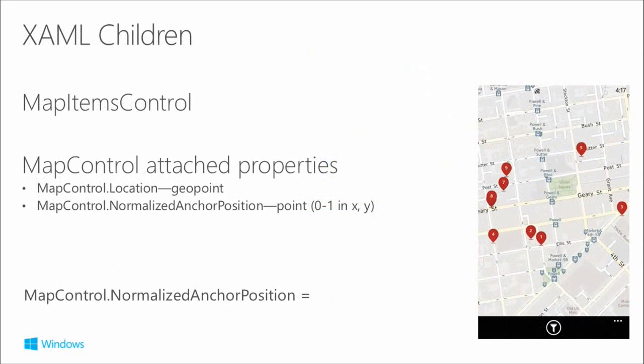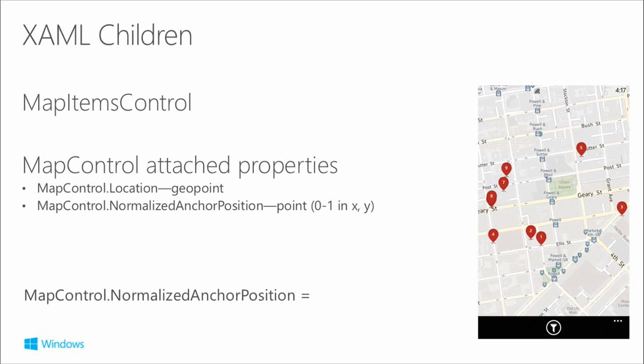So, with XAML children, we've got the XAML items control, which is where we're going to shove all of our XAML children in order to make sure that they show. The way that we get our XAML children to show up at the right place is a couple of attached properties. The first one is MapControl.Location, and then we can give it a geopoint. And this just says, I want the object to be right here. And then we can give it a normalized anchor position.